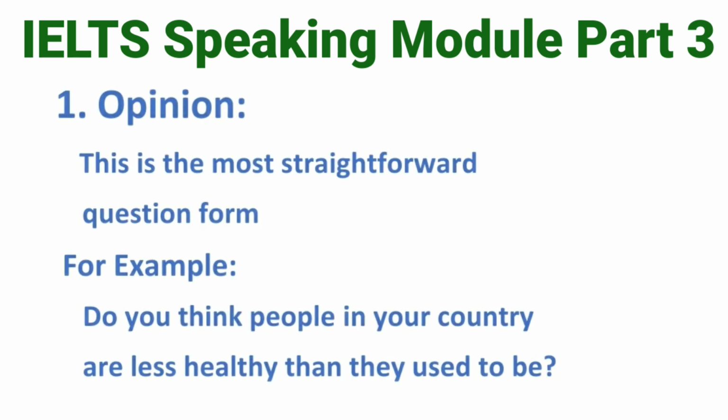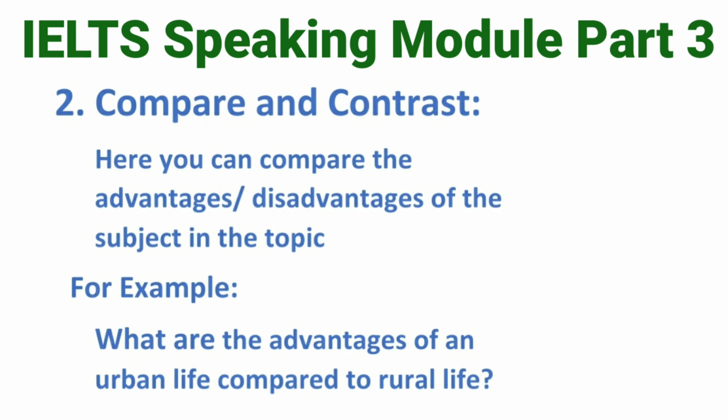First, opinion. This is the most straightforward question form. For example, do you think people in your country are less healthy than they used to be? Next, compare and contrast. Here you can compare the advantages or disadvantages of the subject in the topic. For example, what are the advantages of urban life compared to rural life?